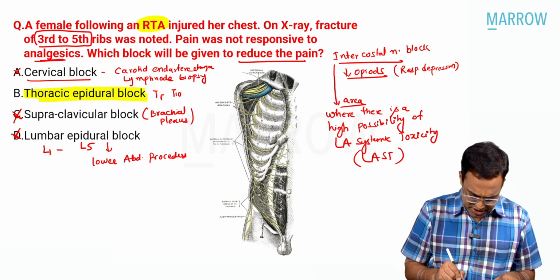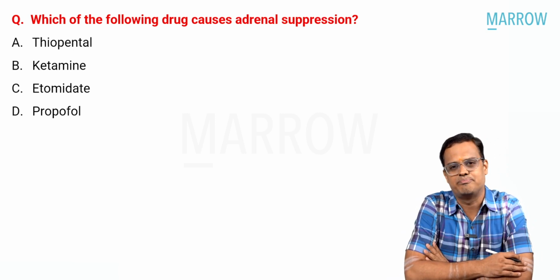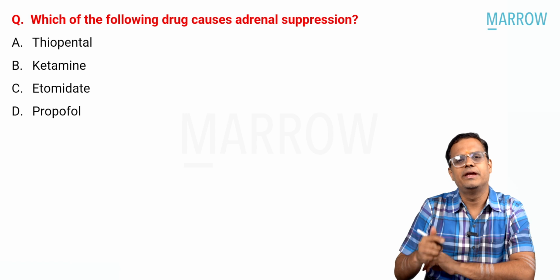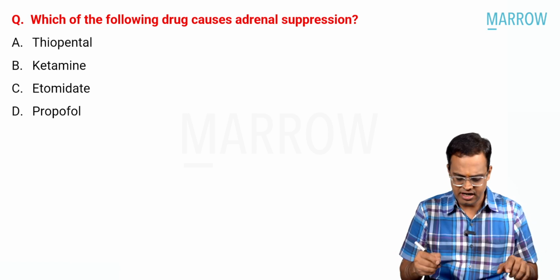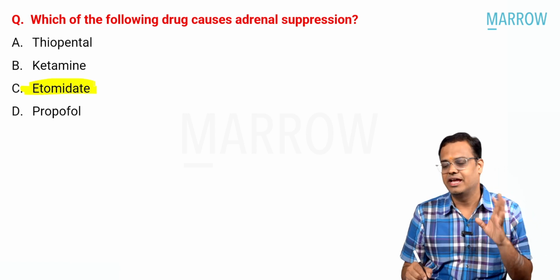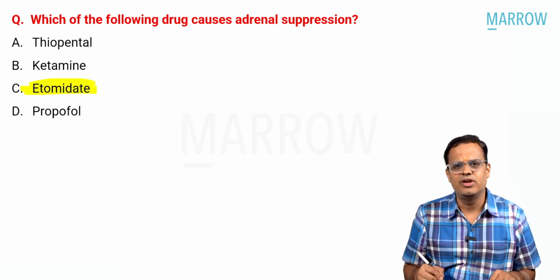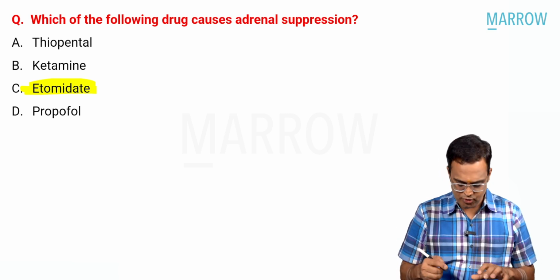Right. Now the next question. What was asked? Which of the following drugs will cause adrenal suppression? This is also a repeated question. It was asked in NEET PG 2017 and 2018 also. What is the correct answer? The correct answer is etomidate. For etomidate, I have given a wonderful mnemonic. This is not my creation. It was given by one of the students in the offline batch. So what is that mnemonic?